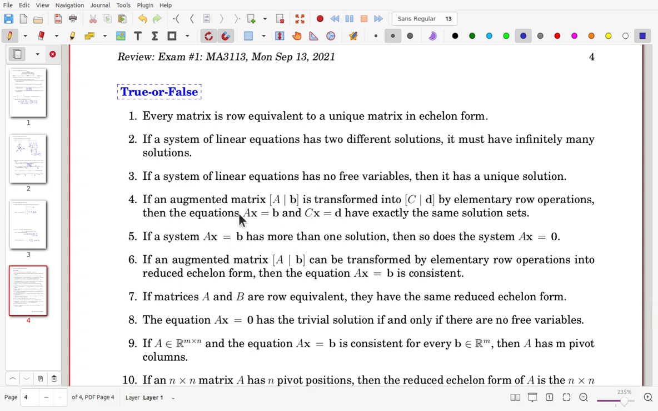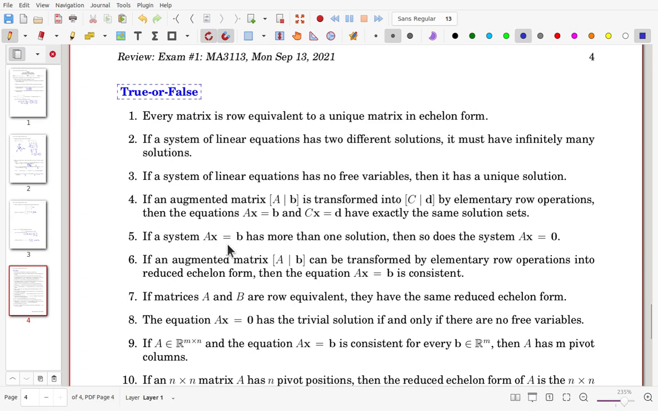If an augmented matrix [A B] is transformed into [C D] by elementary row operations, then the equations AX equals B and CX equals D have exactly the same solution sets. That must be true. Right? Elementary row operations will not change the solution.